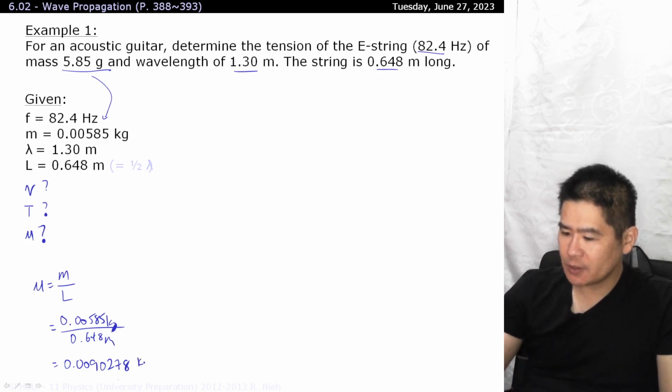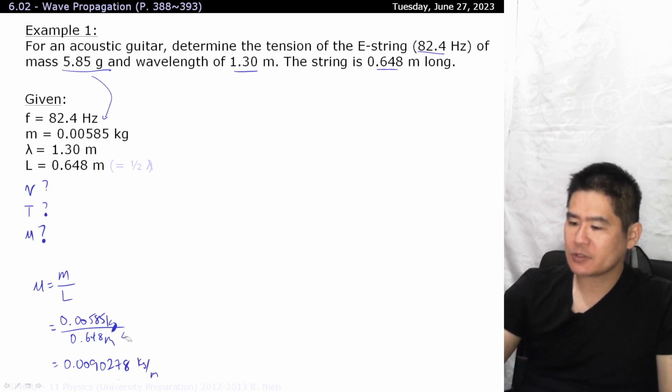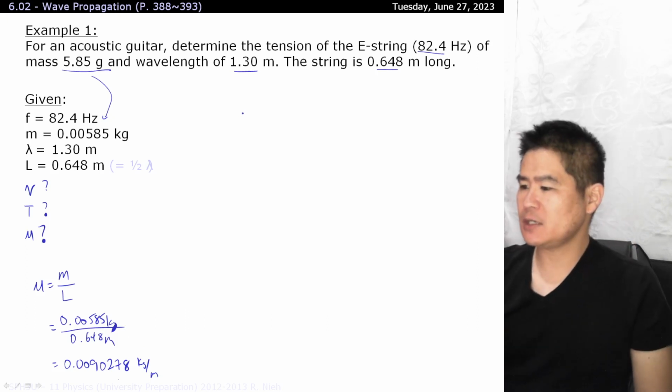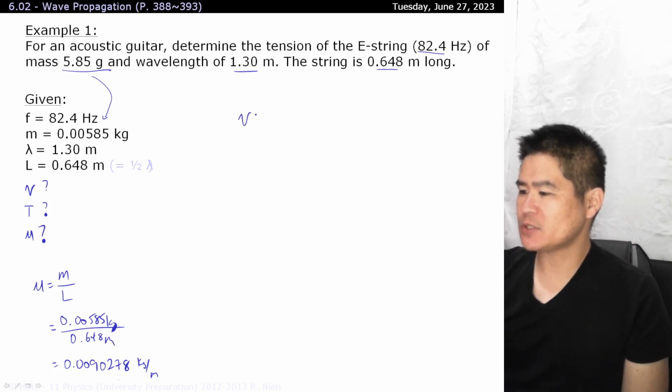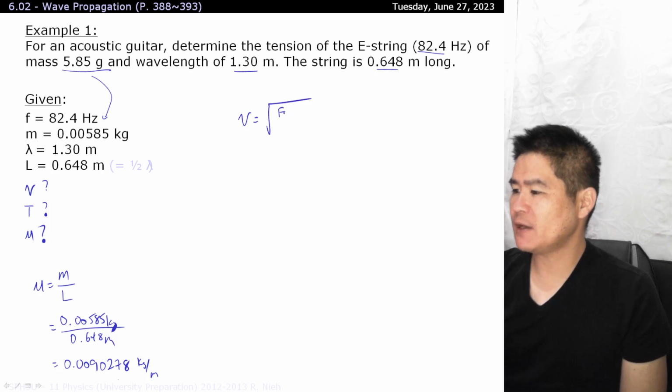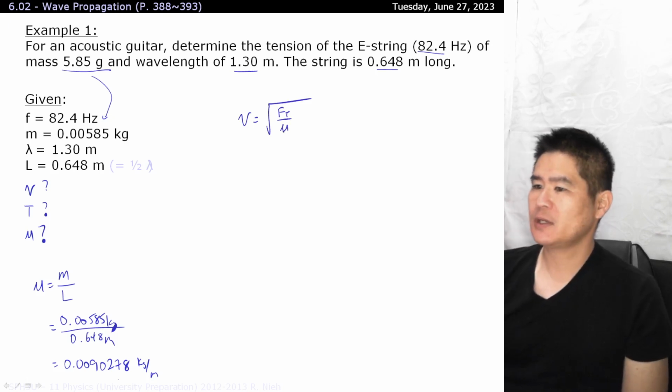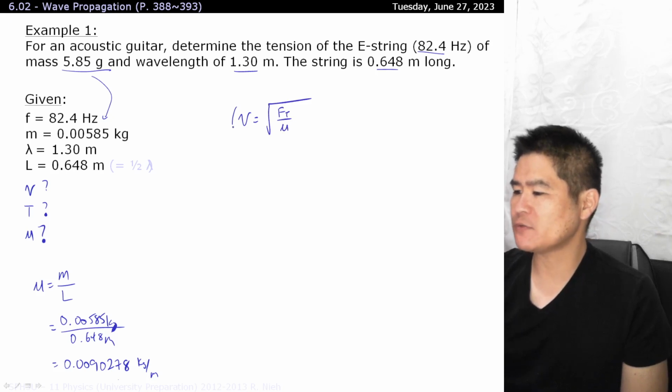This is measured in kilograms per meter. Alright, as you can see from up here, kilograms over meters. Now that we know the linear density, we can move on to the next formula, which is V is equal to the root of Ft over mu. And we're trying to solve for the tension itself. So let's rearrange this equation first.